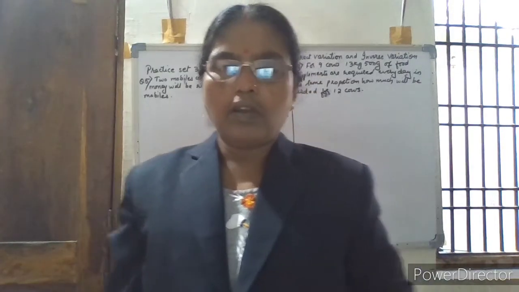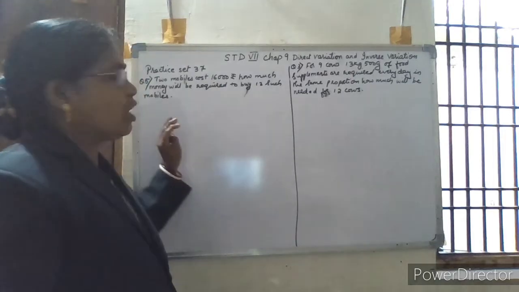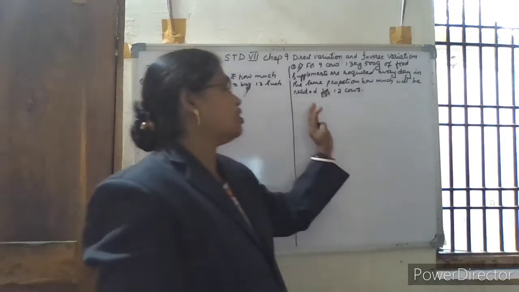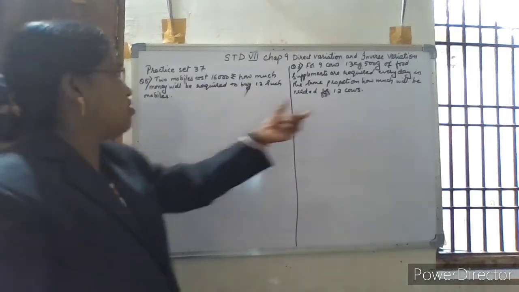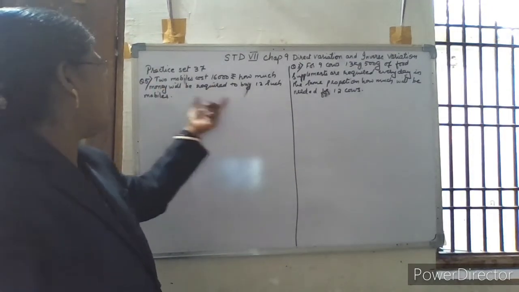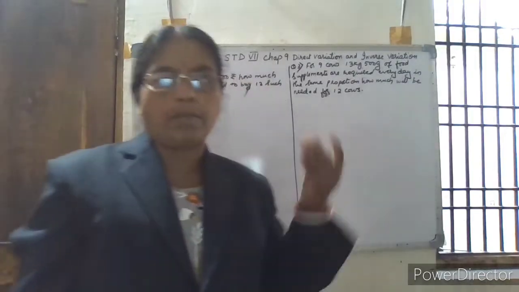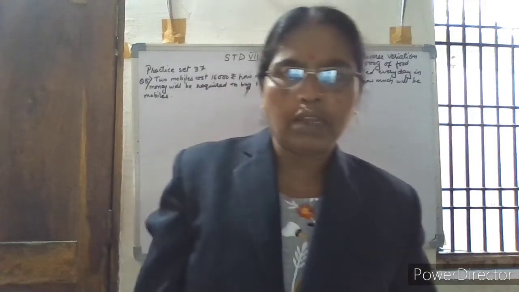Now let us solve practice set 37. I have taken the fifth question first, then the third question, because this third question is a little bit more complicated than the fifth one. The fifth one is easier and the remaining also are easier. The remaining you have to solve by yourself.